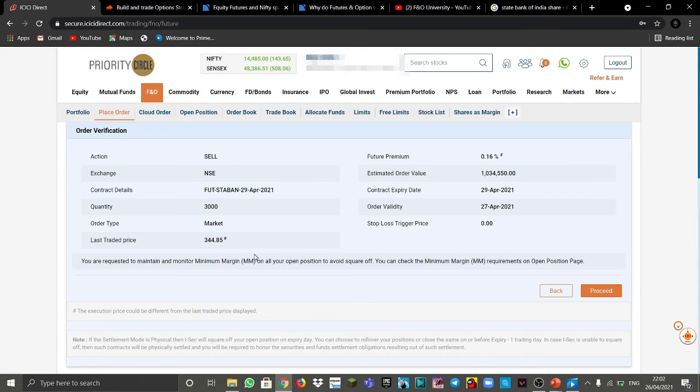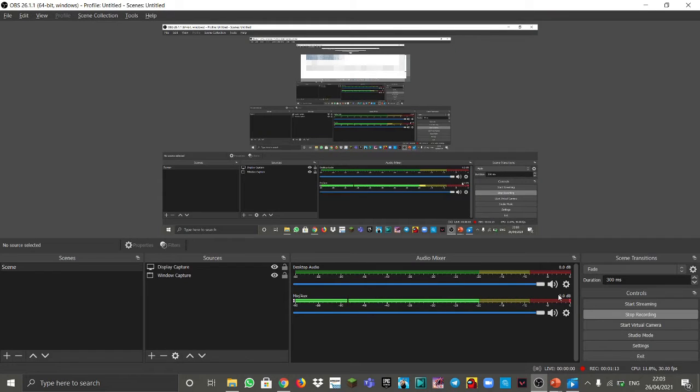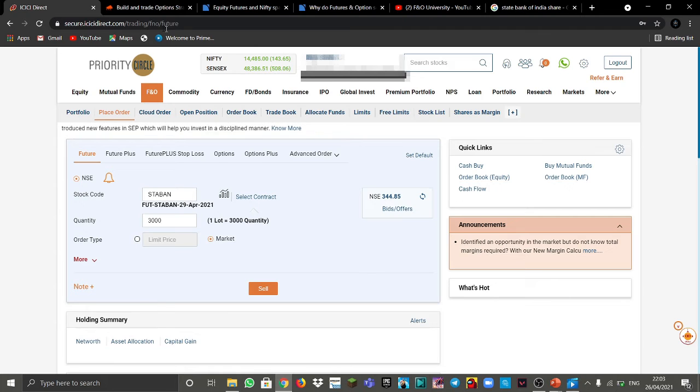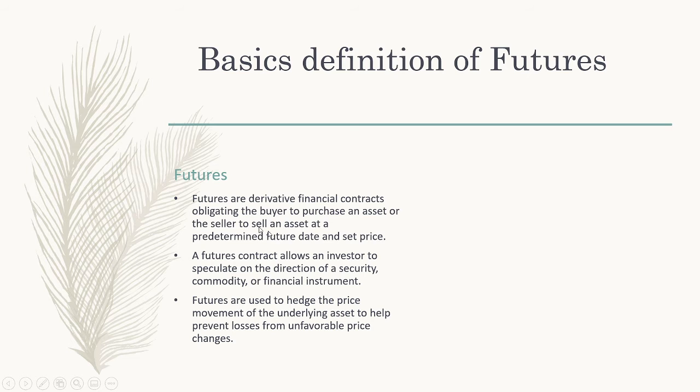Before I proceed, it shows me that that's the total contract value, and I have a bearish view. What I'm doing here is I'm selling. Instead of buying, because I have already bought this in cash, now I have a bearish view. So what I'm doing here is I'm hedging. Instead of selling my shares, I'm hedging on State Bank of India future price.